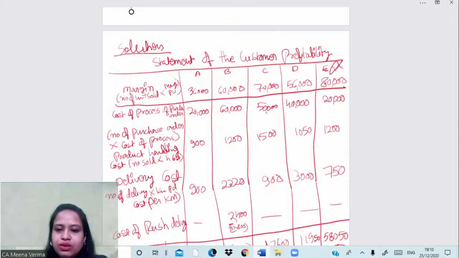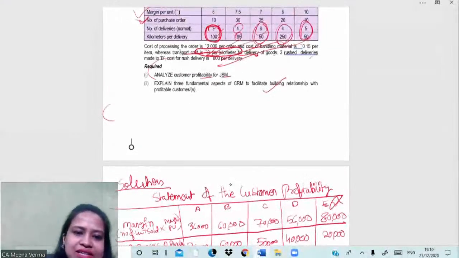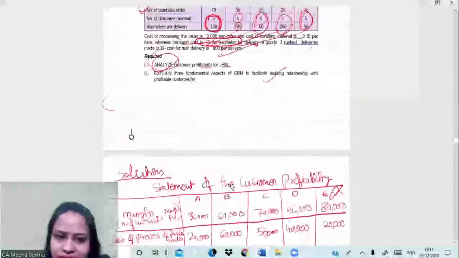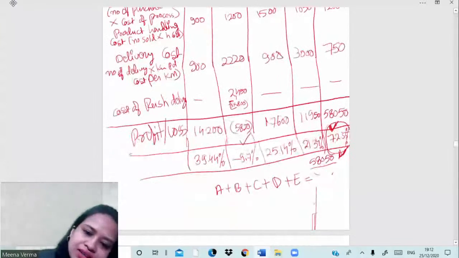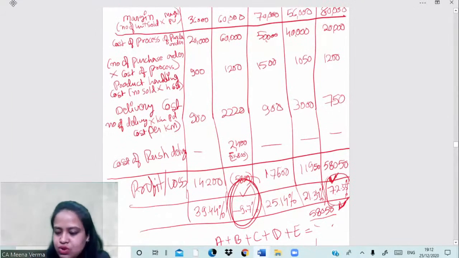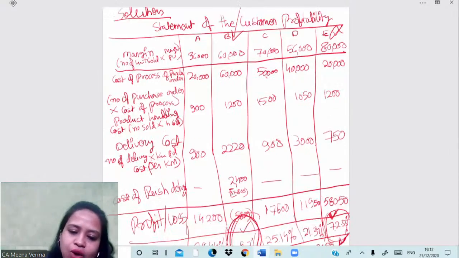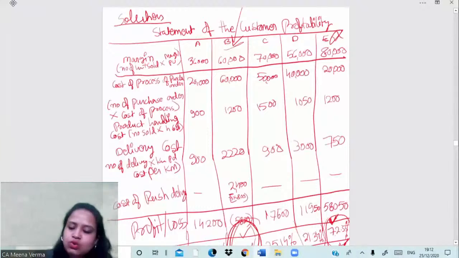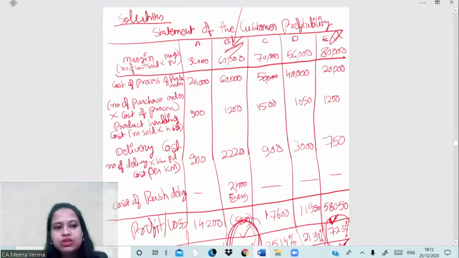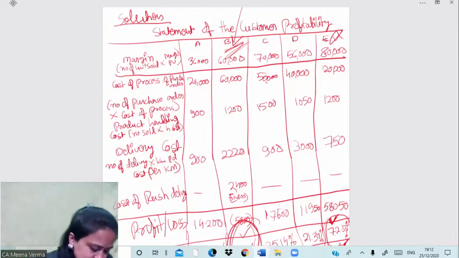So what is the question here? Analyze the customer profitability. You can analyze the situation and write the answer. And you can see here that we are having a loss from customer B. So we have two strategies: either drop them or try to convert them into a profitable customer. What strategy can you adopt to convert this customer B into a profitable customer? Can you suggest some strategy? I want you to give me the answer.